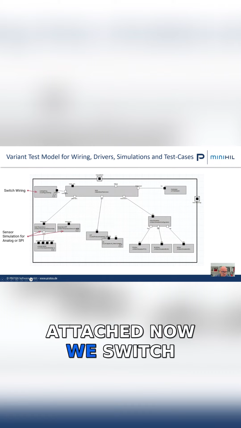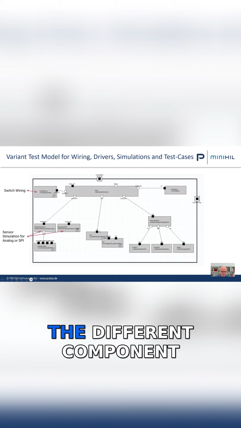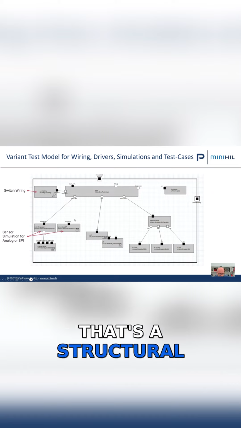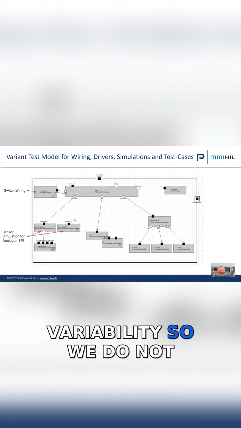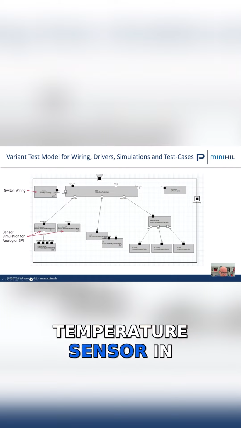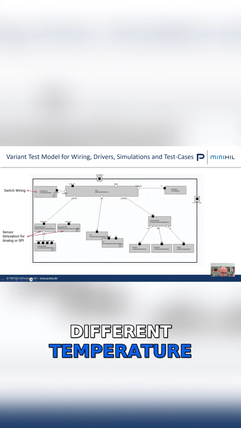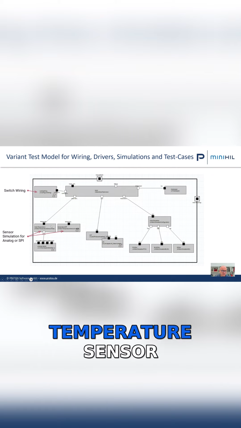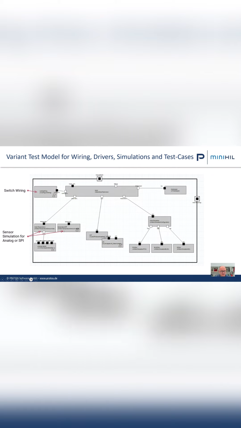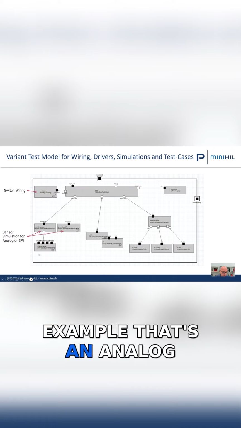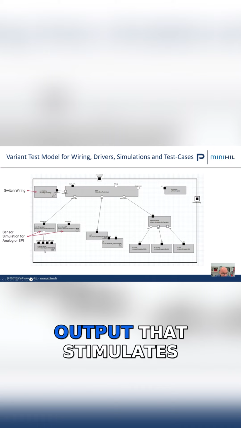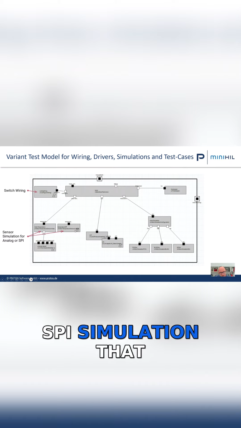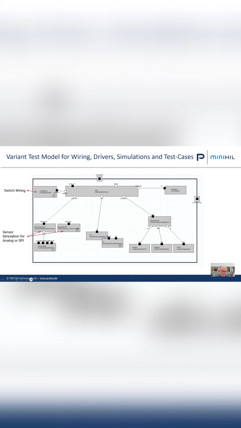Now we switch the different component to the component we use. That's a structural variability. So we do not build the same temperature sensor in the same component, or different temperature sensors in the same component, but we actually have separate temperature sensor simulations for different interfaces. For example, that's an analog output that stimulates the sensor, and that's an SPI simulation that simulates the temperature sensor.